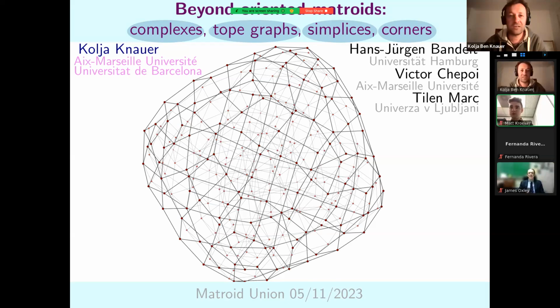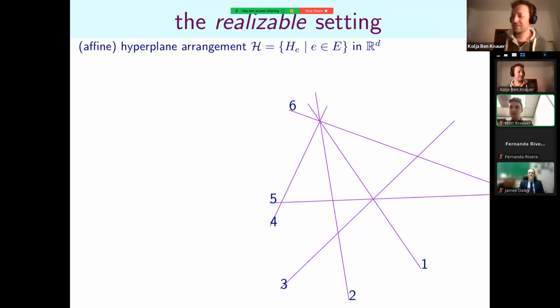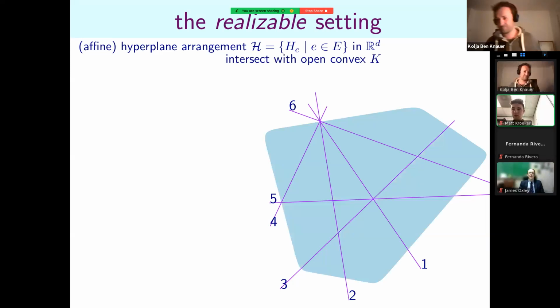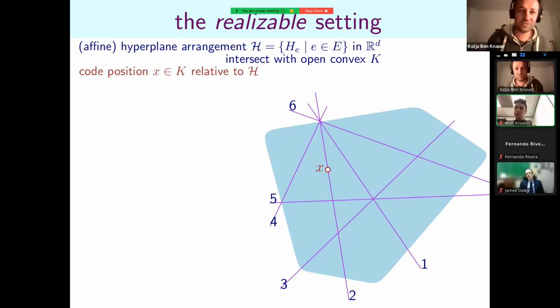Okay, so let's start with the realizable setting of a complex of oriented matrices. This is what we always have in mind. You take an affine hyperplane arrangement in Euclidean space, and you intersect it with an open convex set. That's the geometric object whose combinatorics you want to capture. And how you do it: for every point X in this convex set, you will code its position relative to the hyperplane arrangement. So how do we do this?